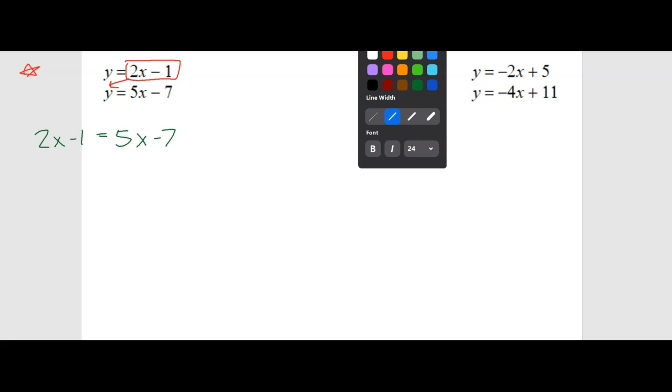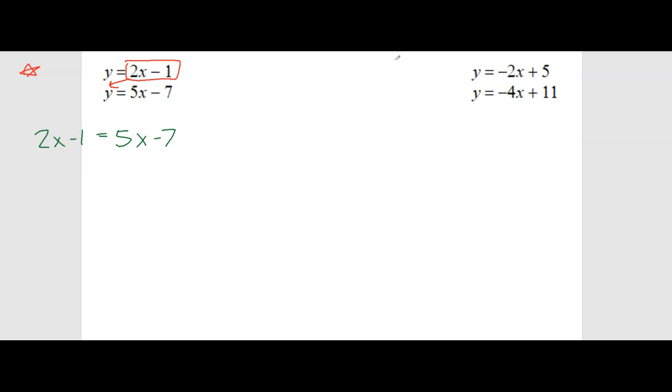Because I know that these two quantities, y and 2x minus 1, have equal value. These two quantities right here are equal, so it doesn't matter if I replace one with the other, the equation will not change.